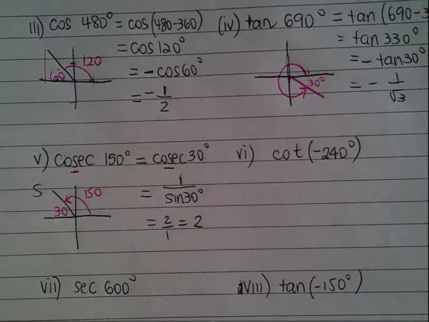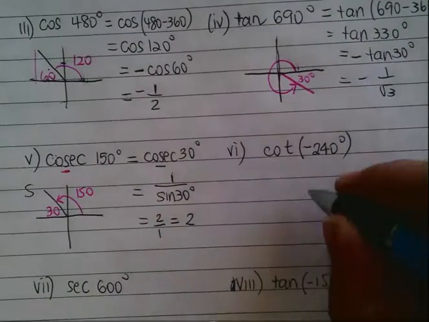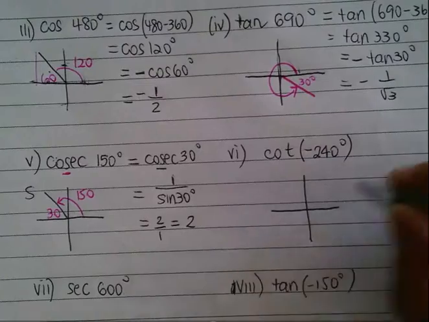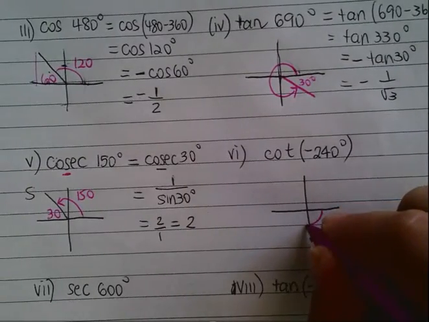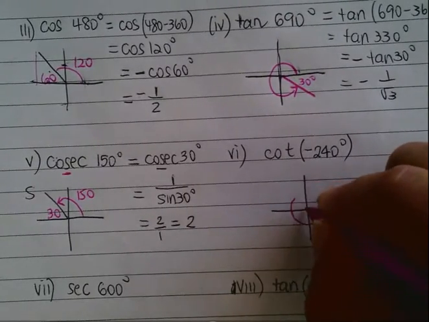All right. The next one, cot of negative 240. Don't worry about the negative. It just tells you where to go. Which way? Negative 90, negative 180, and how much more?